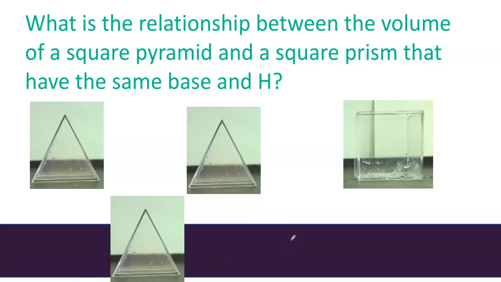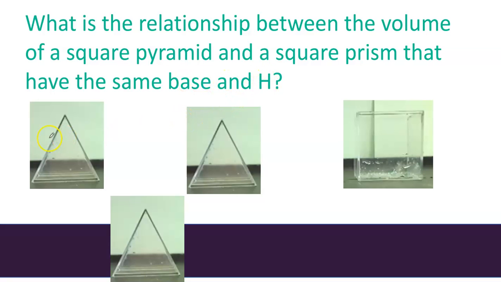In this video, we're going to try to understand the relationship between the volume of a square pyramid and the volume of a square prism. We just saw in the video that if you fill up 3 square pyramids with water and pour it into the square prism, it will fill the prism completely. So the question I wrote is, what is the relationship between the volume of a square pyramid and a square prism that have the same base and height?